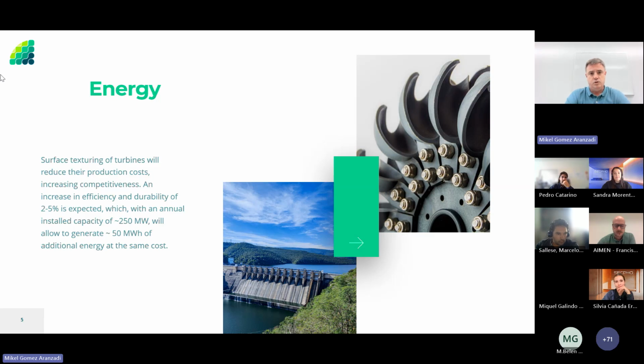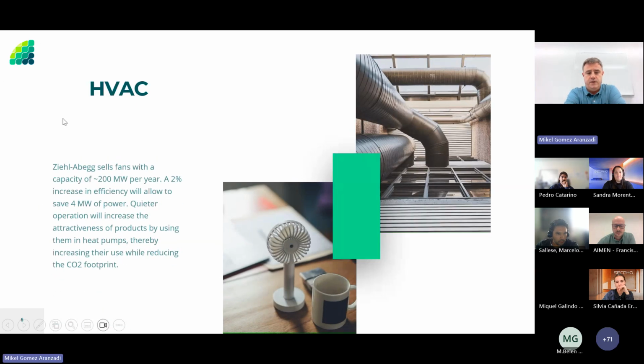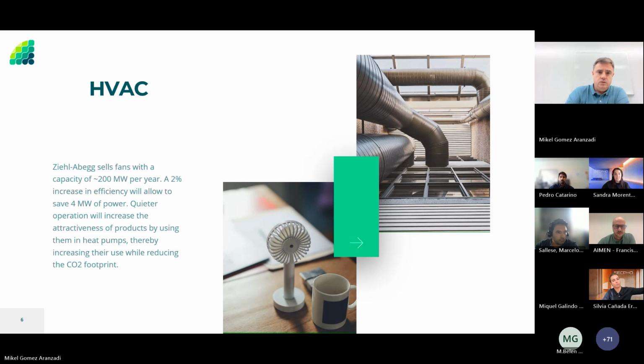In the case of the second demonstrator, that is the HVAC, in this case in industrial fans, CLAB sells a capacity of 200 megawatts per year. So if we can increase efficiency by 2%, we could save 4 megawatts of power. And we know that energy is more and more an important factor these days. Also, the idea is to reduce the sound, because these fans are normally installed nearby populated areas, so it's more attractive, for example, to use it in heat pumps to increase the market share.